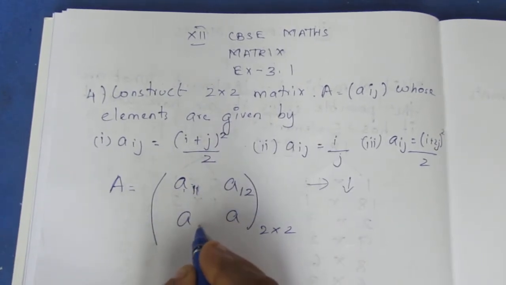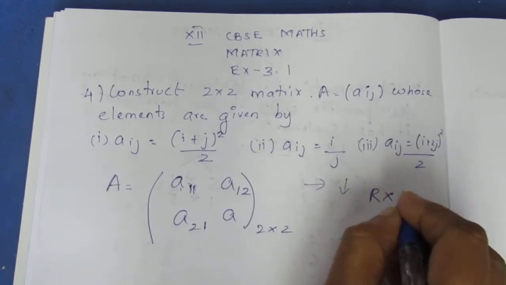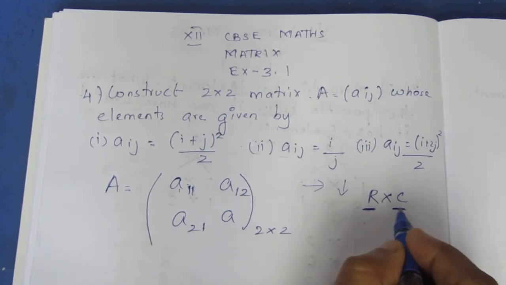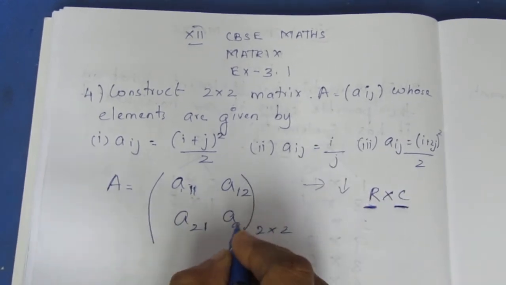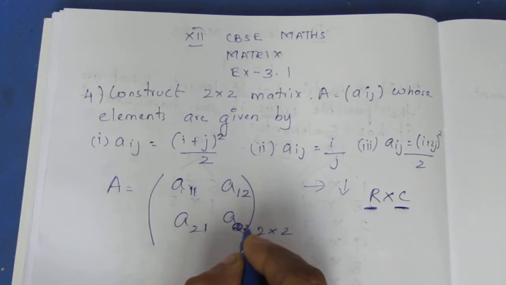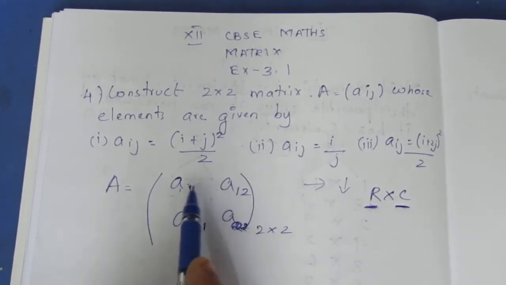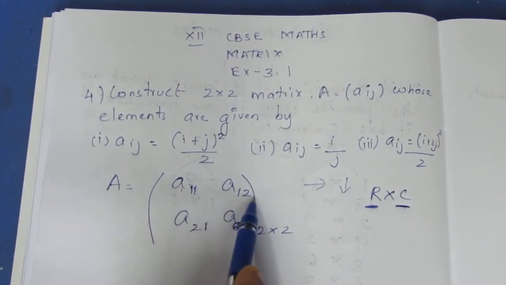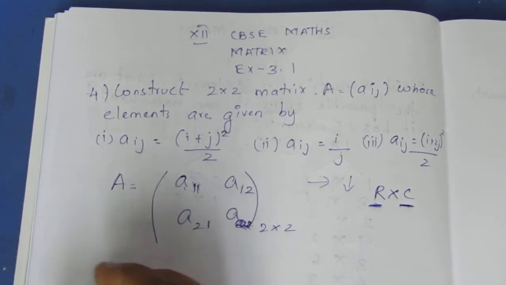Here, second row, first column. Always remember R cross C, Royal Challenge or Red Cross, whatever you can name it, and remember that the row comes first and the column second. Now this will be a22 as it is second row and second column. Now we know what is i and what is j for each element. Just substitute the values in the formula and find out the element.